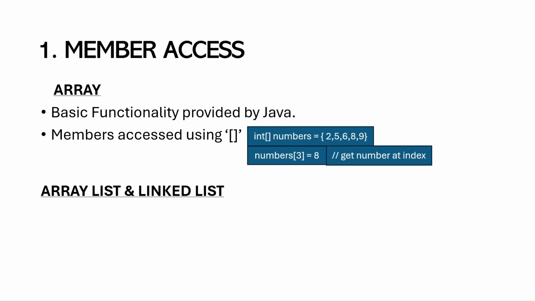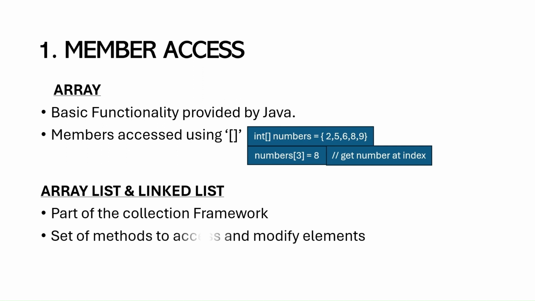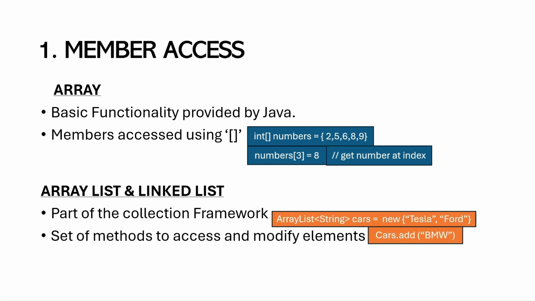These dynamic duos are not just any data structures, they are the rock stars of Java's collection framework. They come armed with a set of methods that allow us to not only access but also modify elements seamlessly. For example, to add a car type to the existing list of cars here, we can just use the add method. On one side we have simple arrays and on the other we have the powerful duo of ArrayList and LinkedList armed with methods to handle collections. Let's dive deeper into these differences and see which one suits your coding adventures the best.